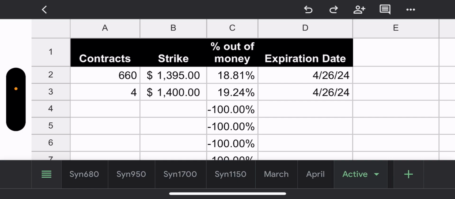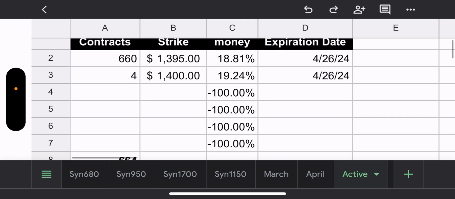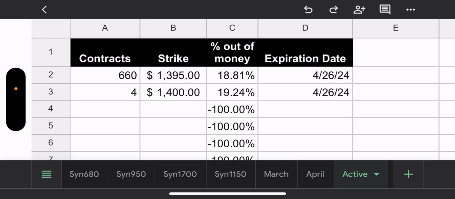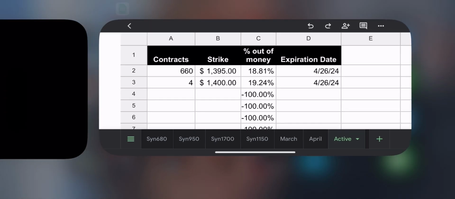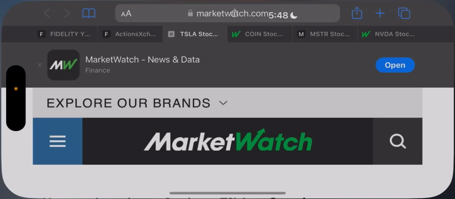All right, here's MSTY. MSTY, I think I'm probably going to end up keeping. I've noticed NVIDIA is the least popular, but here we go. 660 contracts with a 1,395 strike. That's 18% out of the money. And then we have 4 contracts with a 1,400 strike. That's 19% out of the money. So they're all double digits out of the money, so they all have plenty of room to grow for this week, all right? Yeah, let's go to pre-market.